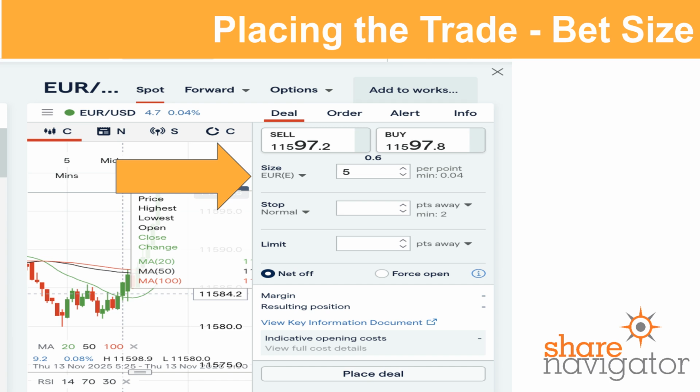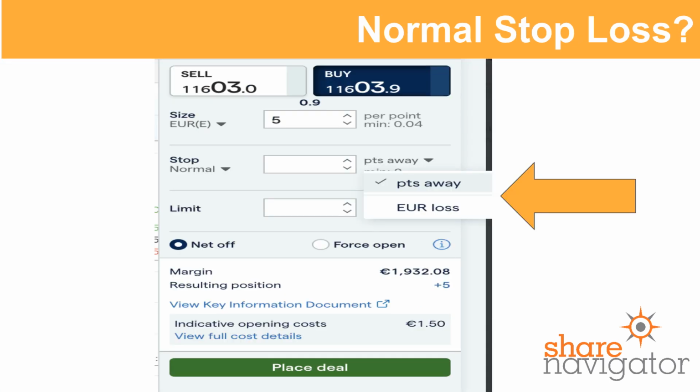As you increase or decrease the size of your trade, your margin will increase or decrease as well. And it's very important that you don't let your margin get out of control. So if you have a 10k account, for example, we'd recommend you don't let your margin get anywhere over 5 or 6k for all of your trades. So we're happy to go and buy at €5 per point.